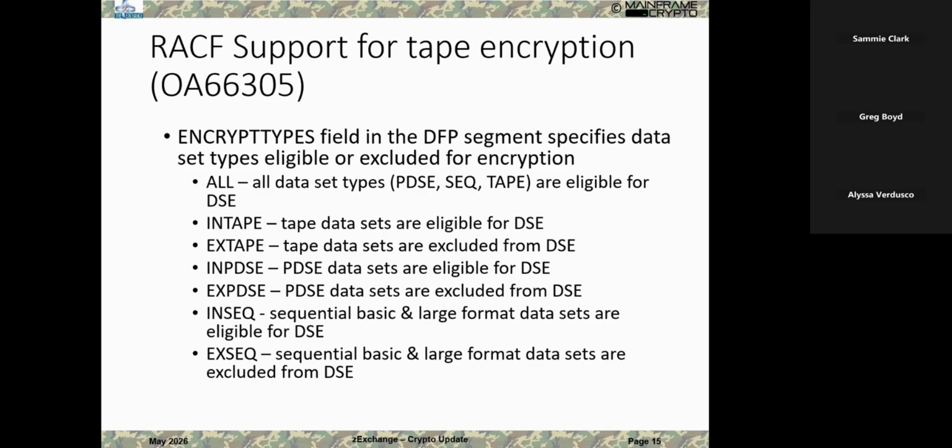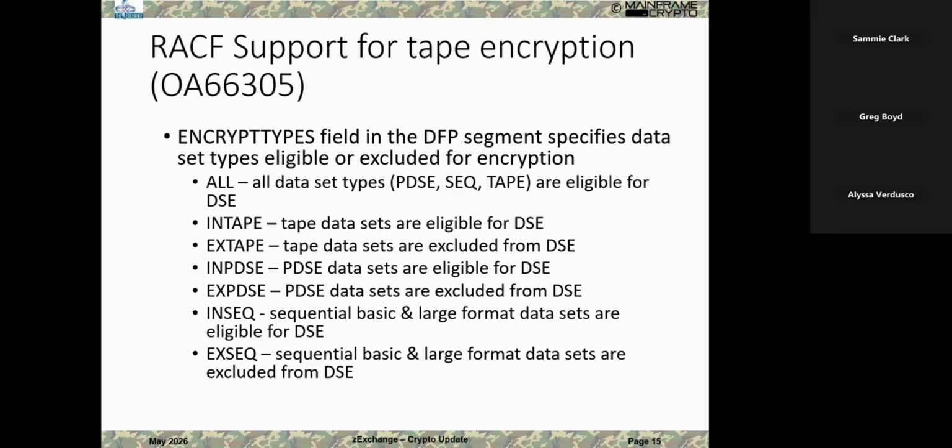What that APAR does is it adds support in RACF for a new field in the DFP segment where you can specify the types of data sets that you want to have encrypted. So consider that a RACF profile, and my high level qualifier is usually Boyd G. If there was a data set profile out there that said Boyd G.** covers all of my data sets, some of those data sets might be tape data sets, some of those might be PDSEs, some of them might be sequential data sets in terms of the basic and large format.